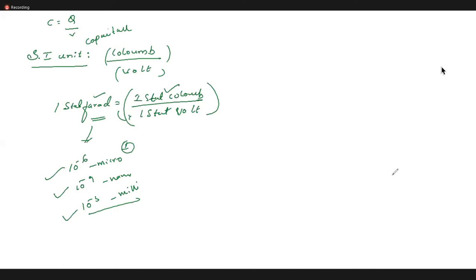Okay. So to define it exactly, 1 stat farad means you need to raise the potential by 1 stat volt for 1 stat coulomb of charge. Please write like that. Okay, students. Ma'am, if they ask the definition, we can't write this formula, ma'am. They won't give us marks. No. For definitions, you need to write very correct, accurate answers.